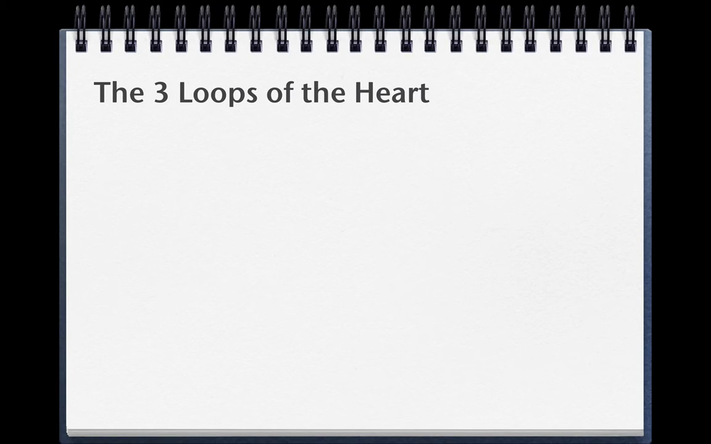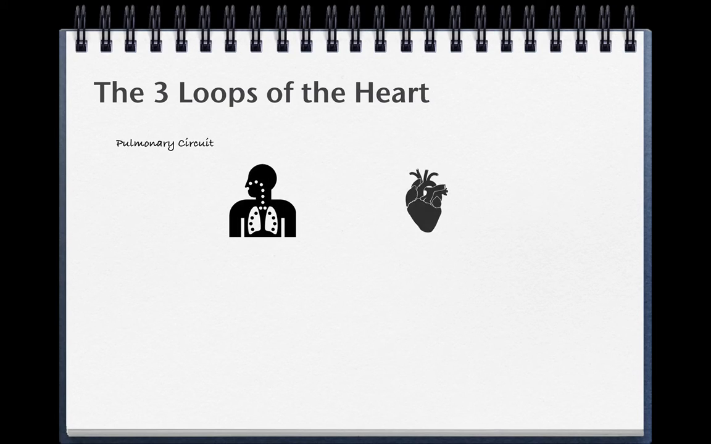Now we've looked at one of the three loops of the heart, the coronary circuit. Now let's look at the other two. The pulmonary circuit carries blood between the heart and the lungs, and in the lungs carbon dioxide diffuses one way, while oxygen diffuses the other way. The pulmonary circuit then returns the oxygen-rich blood to the heart.